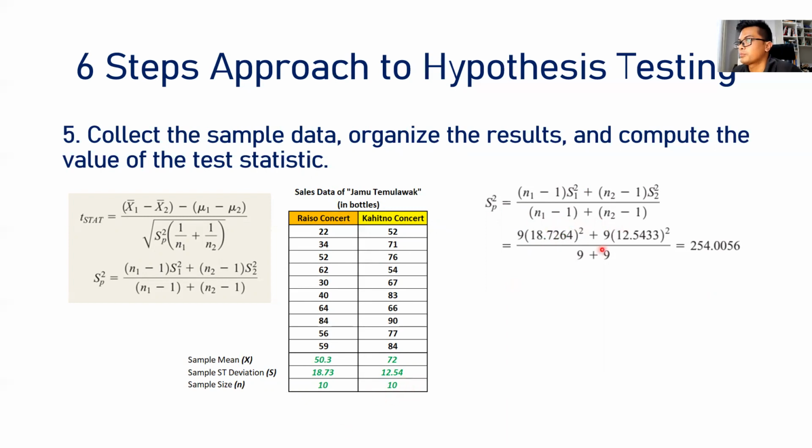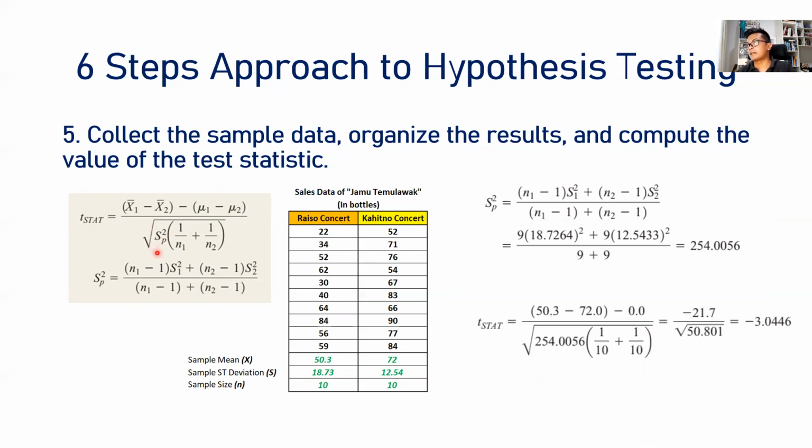Here we pull it here, and then also for s2 squared, we pull the standard deviation number to here. And then divide it by n1 minus 1 plus n2 minus 1, this is 10 minus 1 equal to 9, 10 minus 1 equal to 9. And then we have the SP squared value of 254. After we have the SP squared value, then we can calculate the t-statistic.